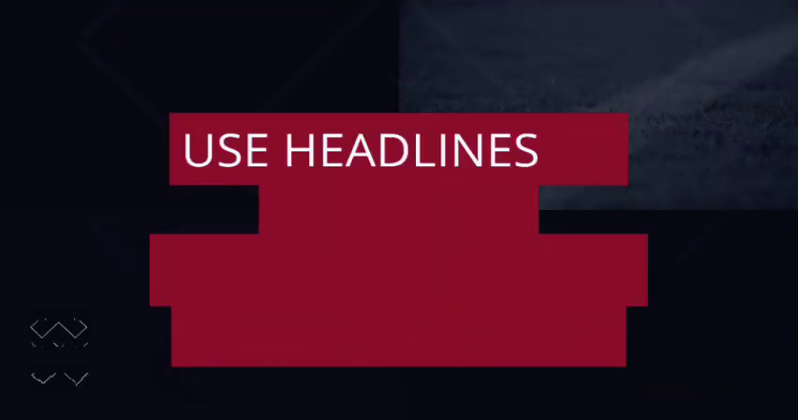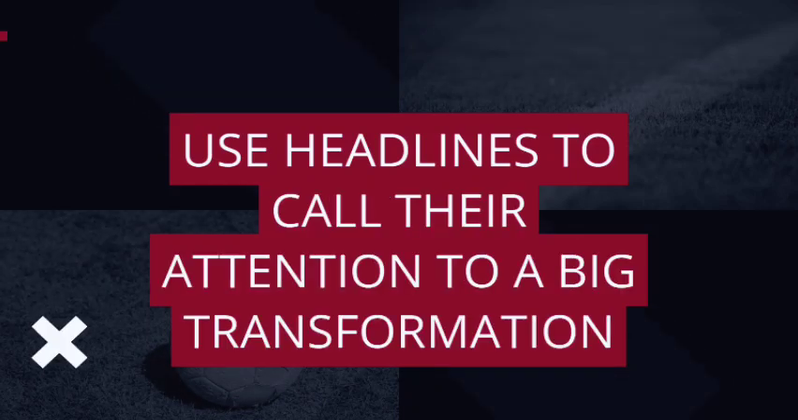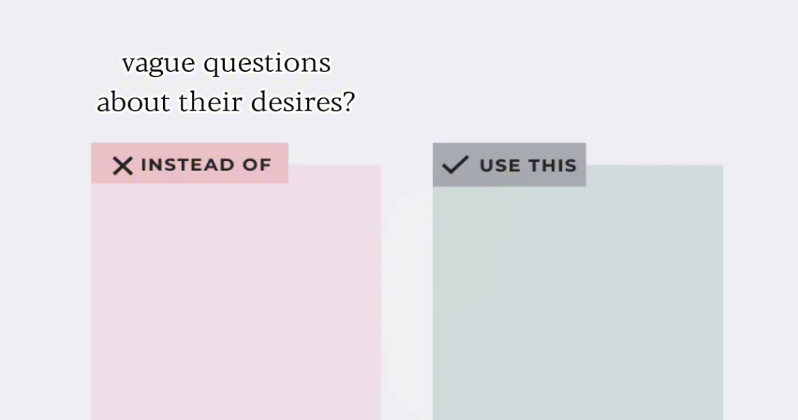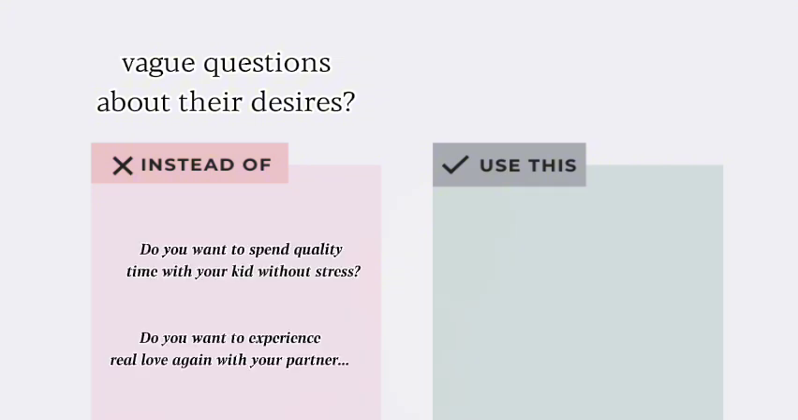Number 4, use headlines to call out their attention to a big transformation. A transformation is more about an experience than a mere desire for an outcome. So with a headline that states a clear transformation, you are set to get the readers interested in what you offer. So instead of a headline that asks vague questions about their desires, like, do you want to spend time with your kids without stress? Or do you want to experience real love with your partner?